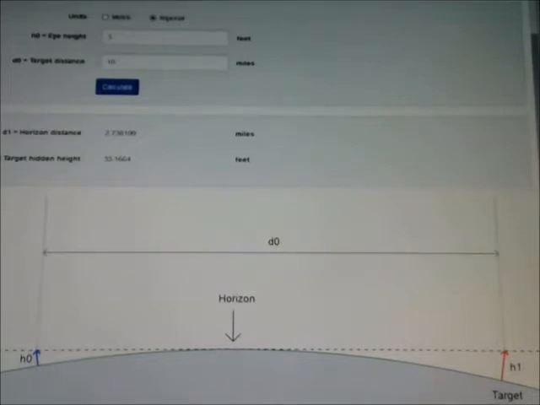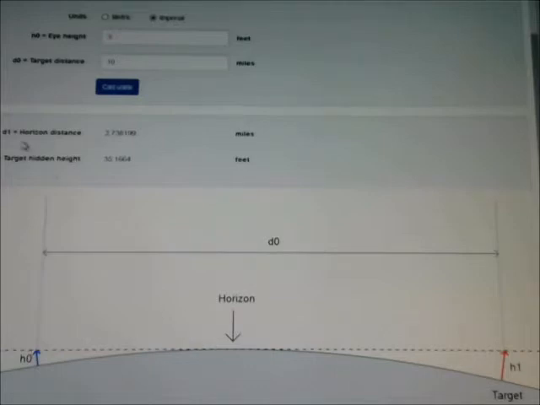I put the math in the calculator. It says if I was 5 feet tall and I wanted to see 10 miles, I would not be able to see 35 feet of the Earth's curvature because of this hump, because of the curve in the Earth.